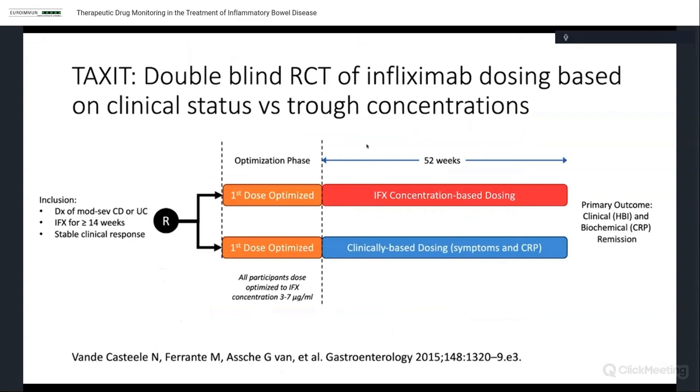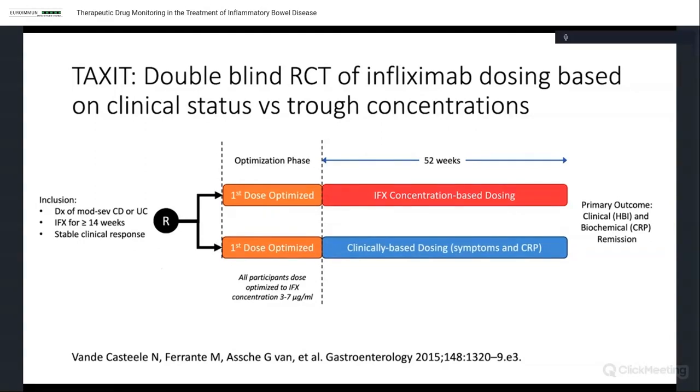All right, now I'd like to give you some examples of randomized controlled trials of therapeutic drug monitoring for IBD. The first landmark trial was the TAXIT trial. This was a double-blind randomized controlled trial of infliximab dosing based on clinical status versus trough concentrations. This included patients with both Crohn's disease and ulcerative colitis. They had to be on infliximab for at least 14 weeks and have had stable clinical response at least, not necessarily clinical remission. And they were randomized to 2 arms.